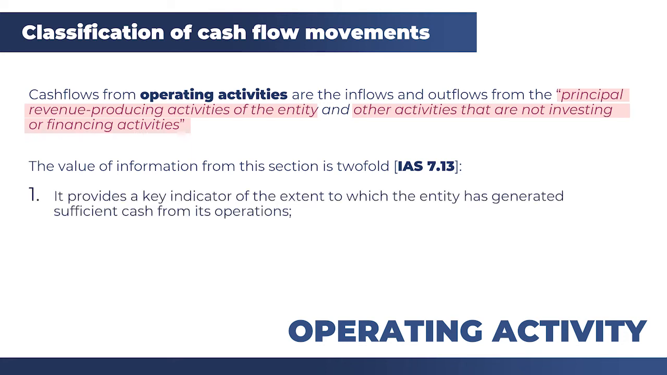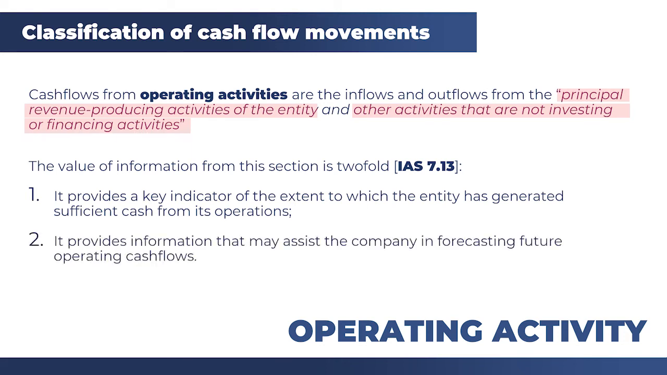Number one, it provides a key indicator of the extent to which the entity has generated sufficient cash from its operations to pay debt, pay dividends, and make investments to maintain and increase its operating capability without recourse to external sources of financing. And number two, it provides information about the components of historical operating cash flows that assists in the process of forecasting future operations when used in conjunction with other financial statement information.